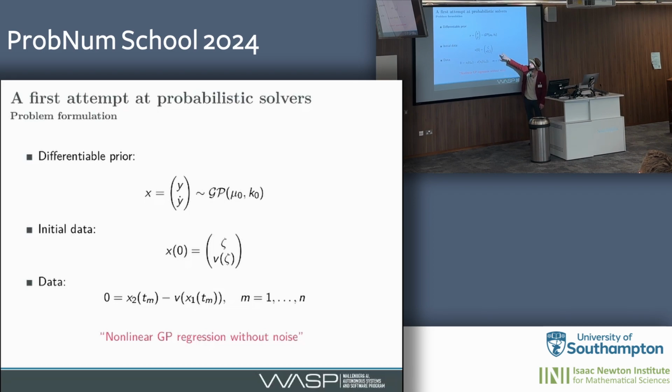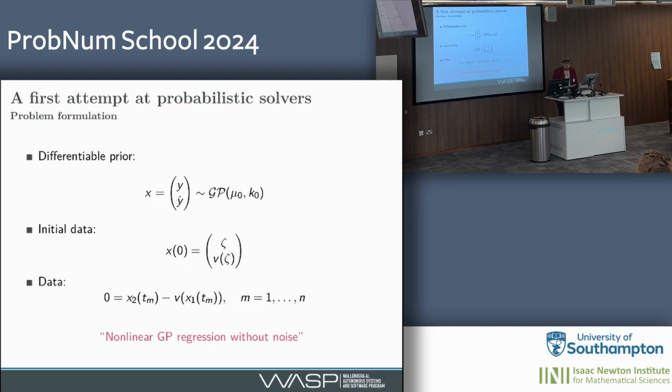So, theta was our initial condition. And we can also add the initial condition for the derivative, which is just v of theta by definition. And then our data is basically just that our derivative minus our vector field evaluated at the solution should be equal to 0 on our grid. And this is just nonlinear GP regression without noise.